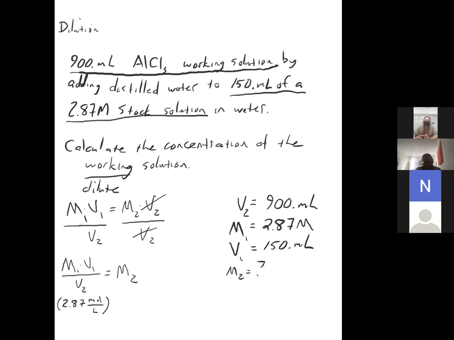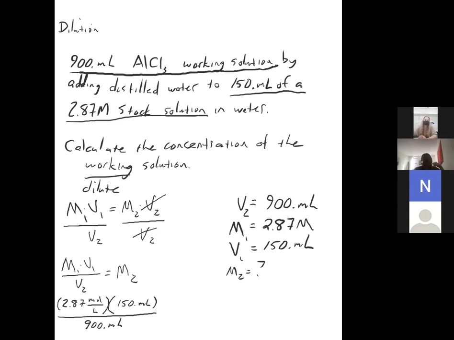You're going to multiply that by V1. V1 was 150 milliliters. And then you're going to divide that by V2, which was 900 ml. Now, think about it for a moment. If you're diluting something, the concentration should be lower at the end than it is at the beginning, right? You don't add water to Kool-Aid and make it more concentrated. You add water to make it more dilute, all right? So the final concentration here should be lower than it started off at.